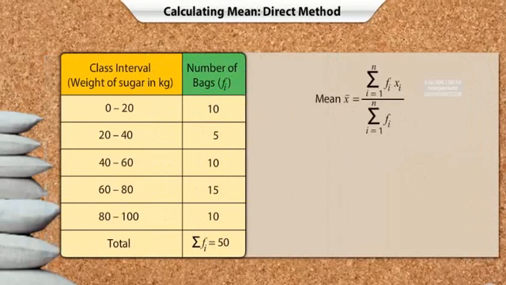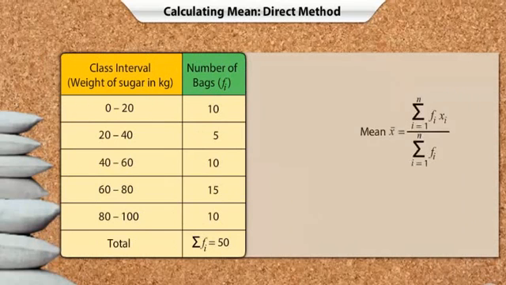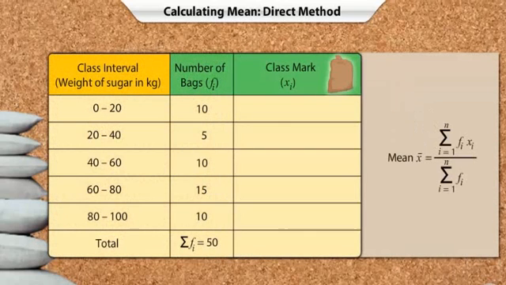Since the class mark is the midpoint of the class interval, adding the upper and the lower limits of each class and then dividing the sum by 2 will give us the class mark for that class. Click on the sugar bag in the class mark column to view the class mark for each class interval.